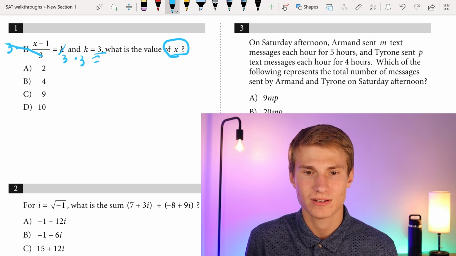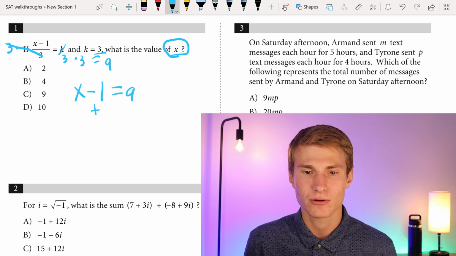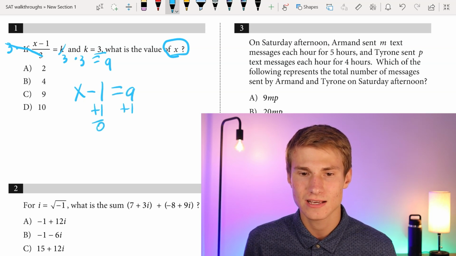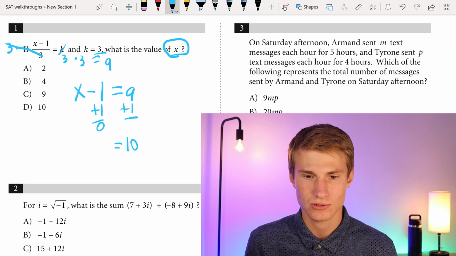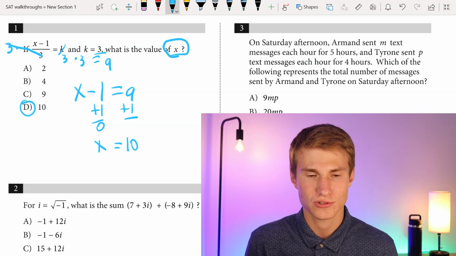We know 3 times 3 will give us 9. Therefore, we have x minus 1 is equal to 9. From there, we can go ahead and add 1 to each side to isolate x, and we're going to end up getting x is equal to 10. So our answer there is going to be answer choice D.